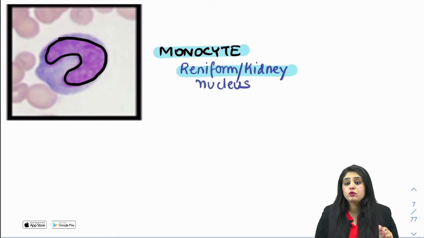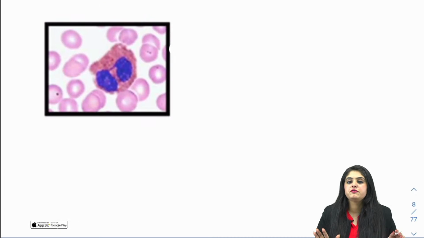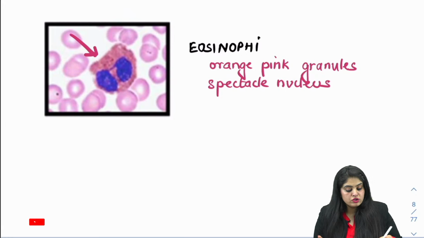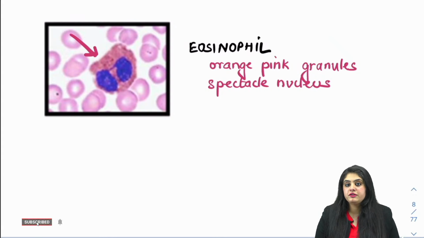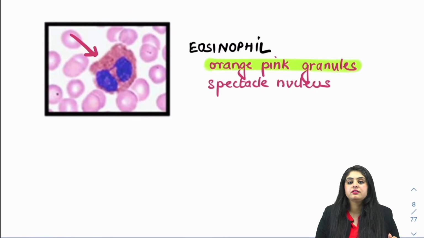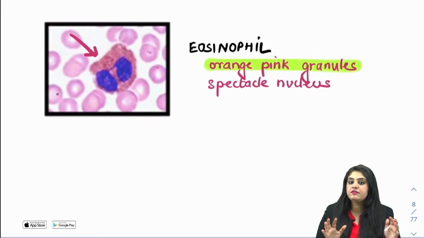Okay, the fourth cell is actually the most different looking. The color of this cell is what is different. The only cell in the blood which is going to look orangish is an eosinophil. So please note, if you get a cell which is showing you these orange colored granules, that is an eosinophil. The story is not over. Eosinophil has everything very fancy.